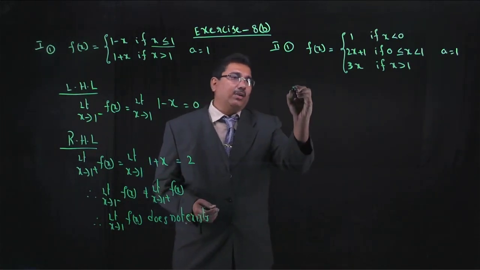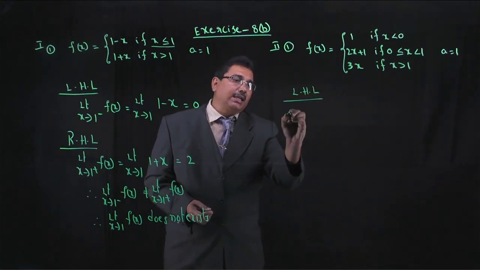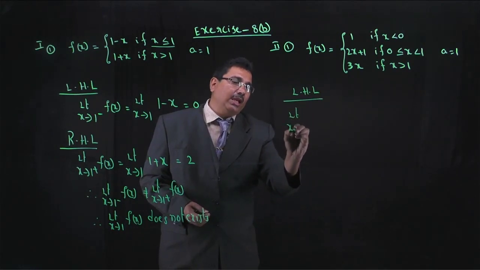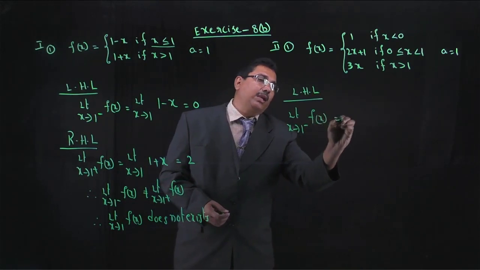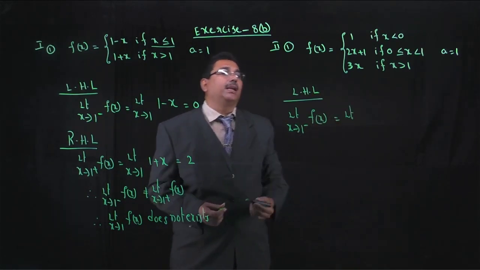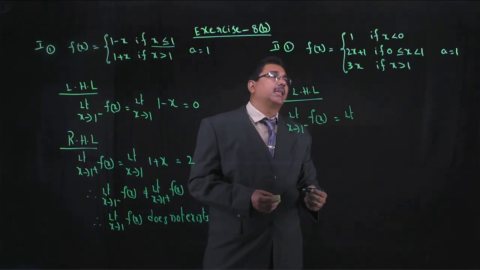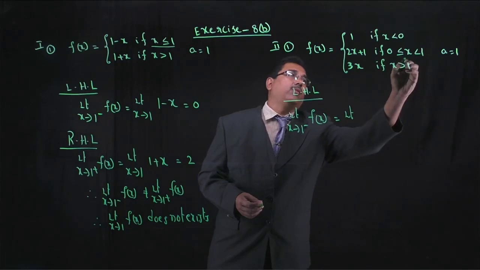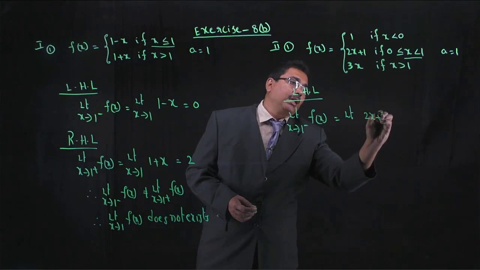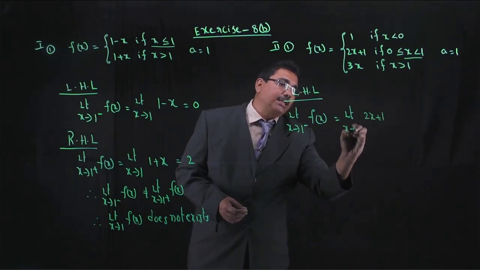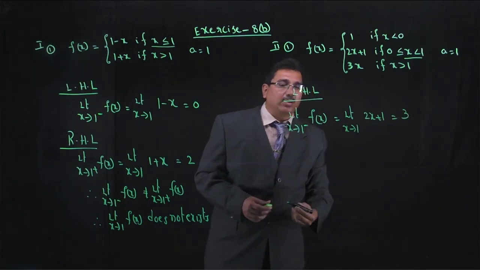Now consider the left hand limit. Limit x tending to 1 minus f of x is equal to limit x tending to 1 minus. x tending to 1 minus means x is less than 1. For x less than 1, the corresponding function is 2x plus 1, right? So here x tending to 1, by applying the limit value, that is equal to 3.